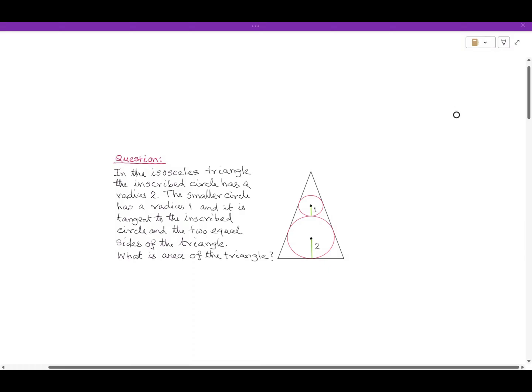In the isosceles triangle, the inscribed circle has a radius of 2, the smaller circle has a radius of 1, and it is tangent to the inscribed circle and the two equal sides of the triangle. Then what is the area of the triangle?